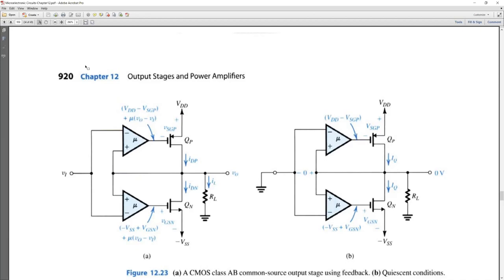better symmetry in the output. But the same approach of the negative feedback amplifier has been applied to both. Okay, so that would be a class AB common source. Again, using feedback, and so let's go through the analysis of this topology.